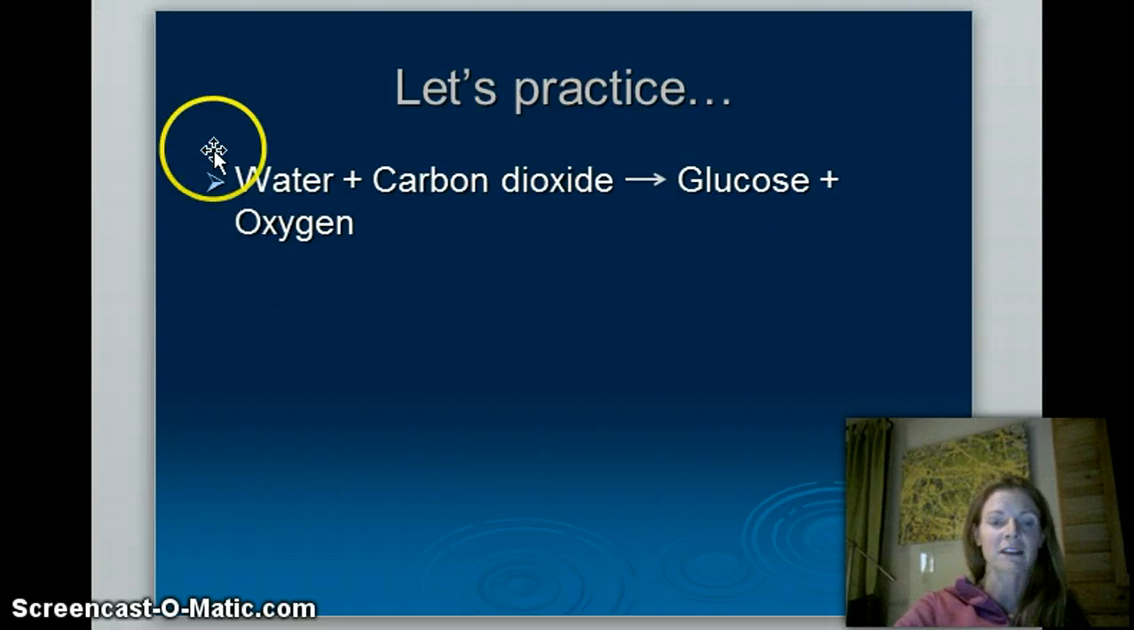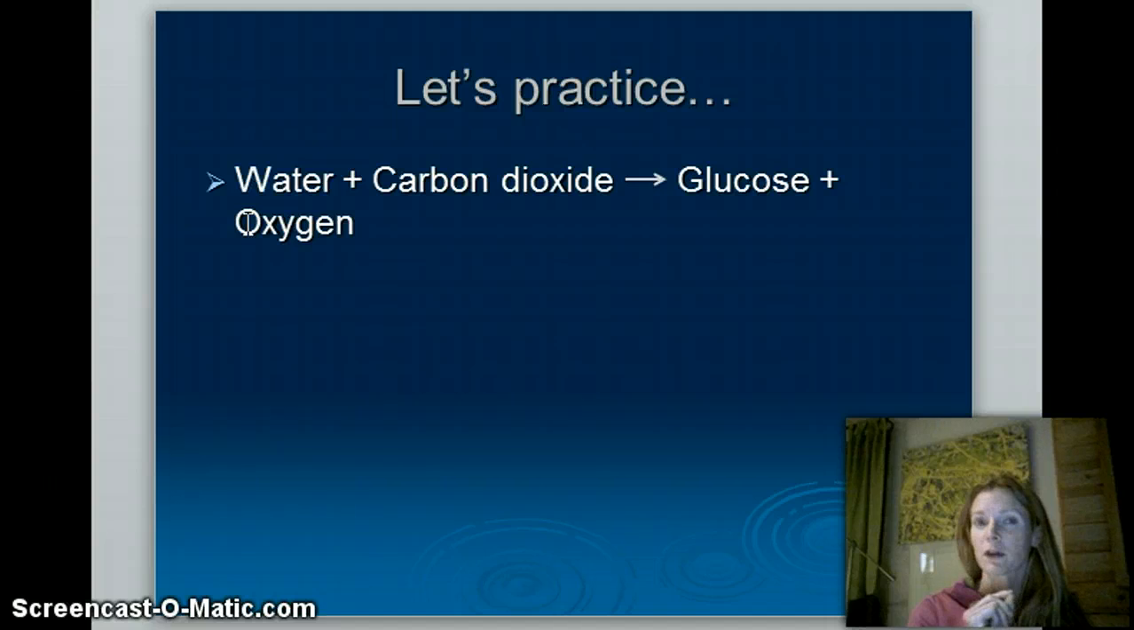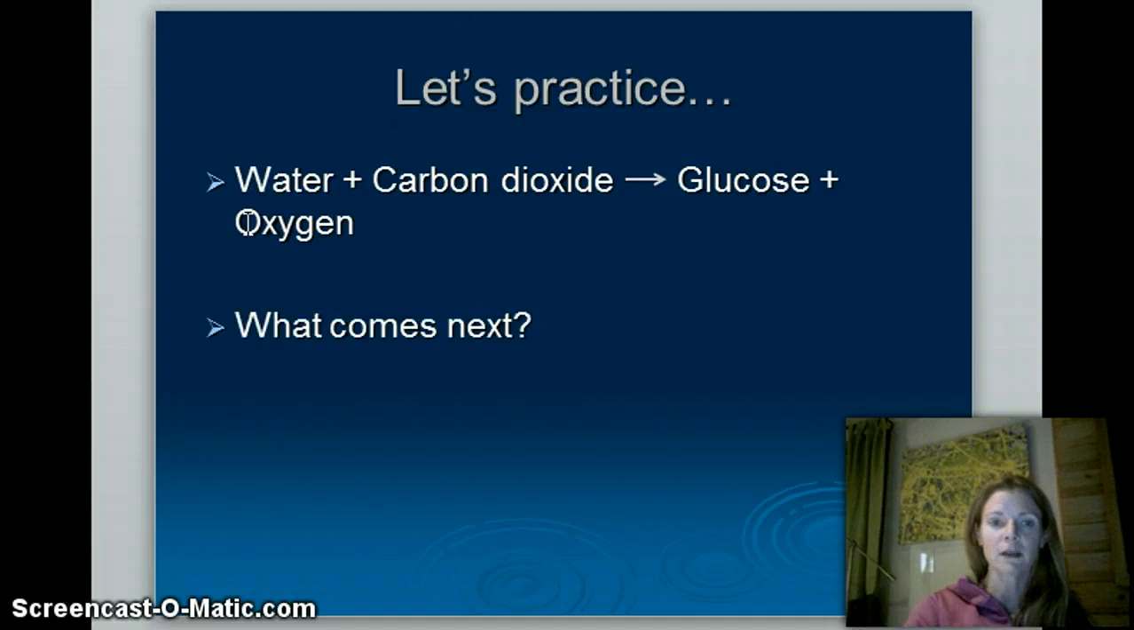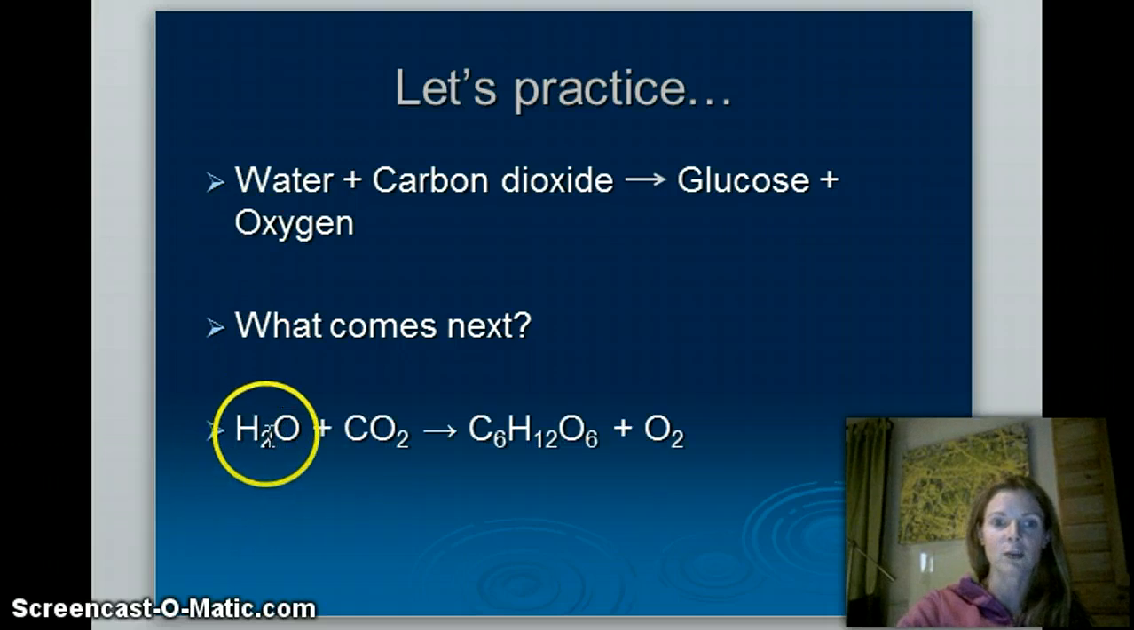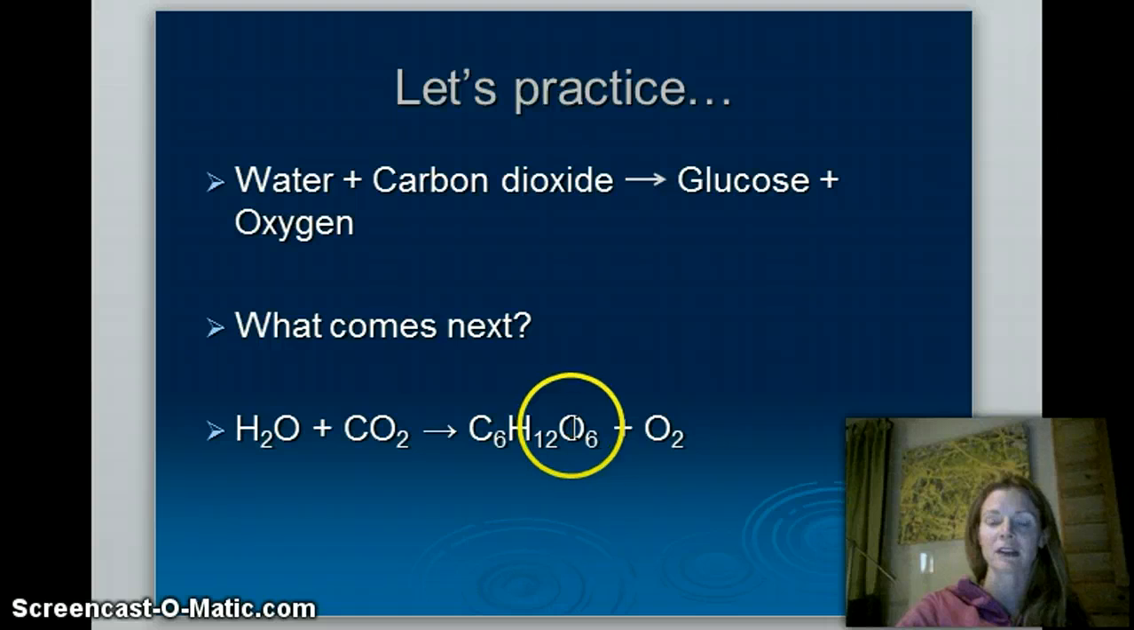Alright, so practicing water plus carbon dioxide yields glucose and oxygen. I hope this may start to sound familiar, this particular equation. So it looks like you have to write that out actually. So you have water, H2O, plus carbon dioxide, CO2, yields glucose, which you'll get to know, C6H12O6, plus oxygen. Hopefully you guys recognize this, maybe from 7th grade, 6th grade, possibly. This equation is very important. This is the equation of photosynthesis, okay?